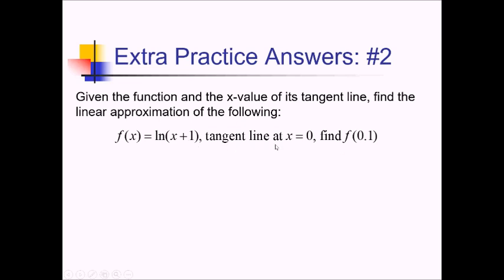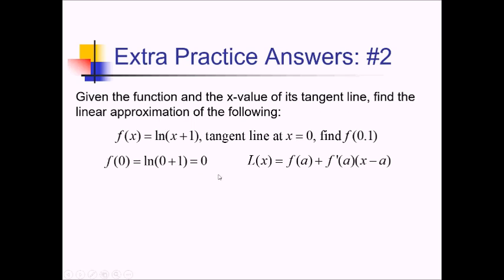For this one, we want to approximate f of 0.1 for the ln of x plus 1 function using a tangent line at x equals 0. So let's start with the linearization formula. We've got L of x equals f of a plus f prime of a times x minus a. F of a in this case just means ln of 0 plus 1, which is going to be ln of 1, which is just 0.